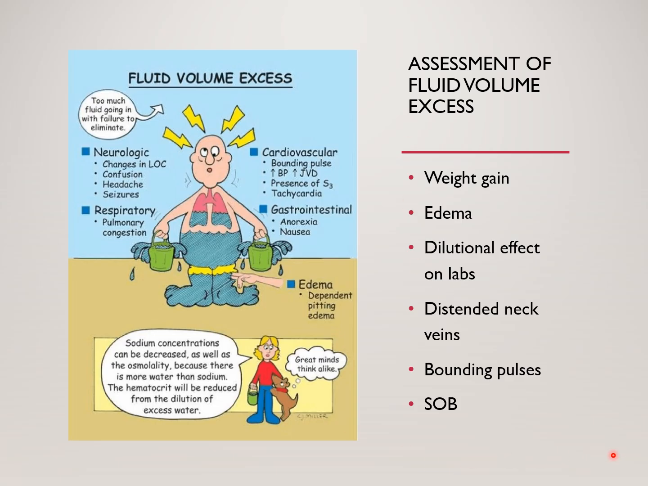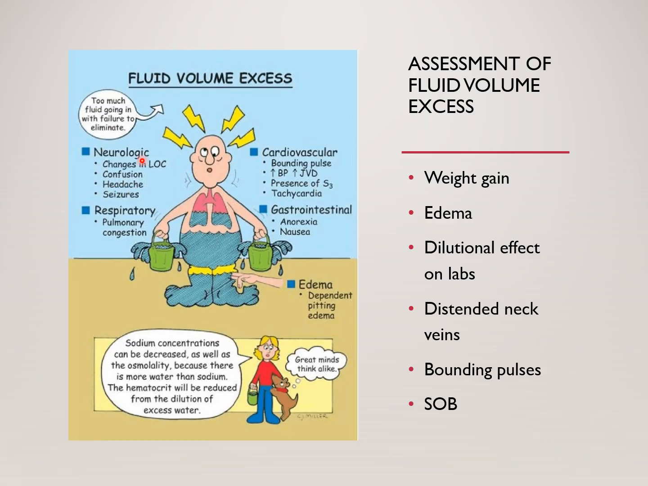So how do we assess fluid volume excess? Well, these are some of the things we would see. A gain in weight and edema. We'd see a dilutional effect on the labs. So things like hemoglobin and hematocrit would drop, BUN would drop. Again, more fluid volume dilutes a lot of those other components that we see in the serum. Things like distended neck veins, bounding pulses, and shortness of breath if that edema starts to affect the pulmonary system.